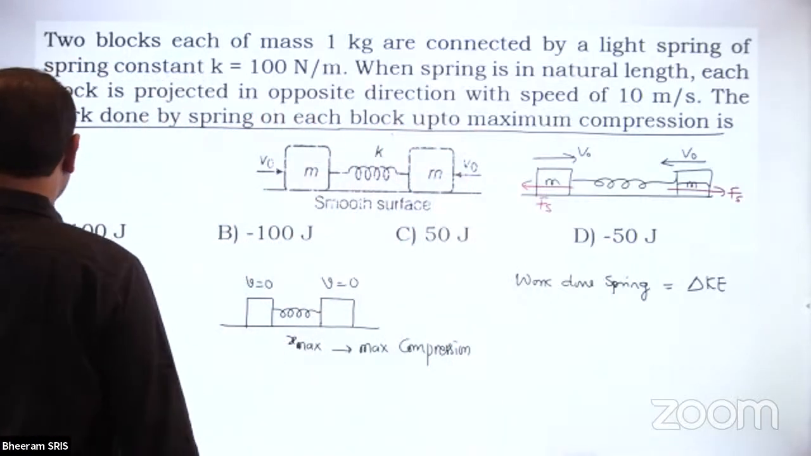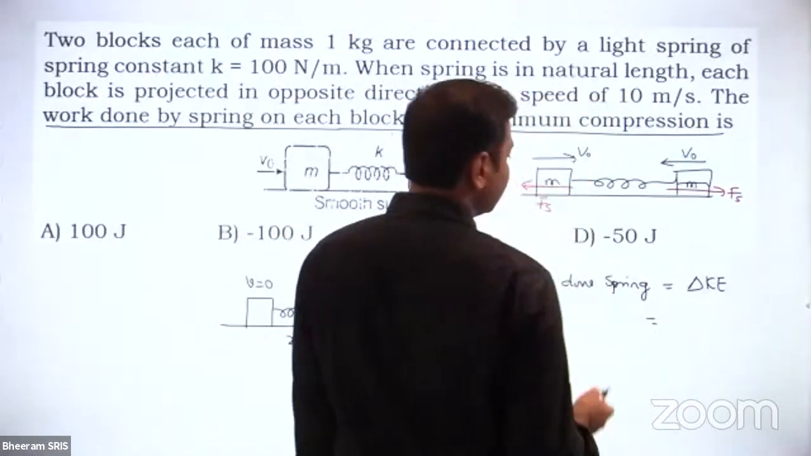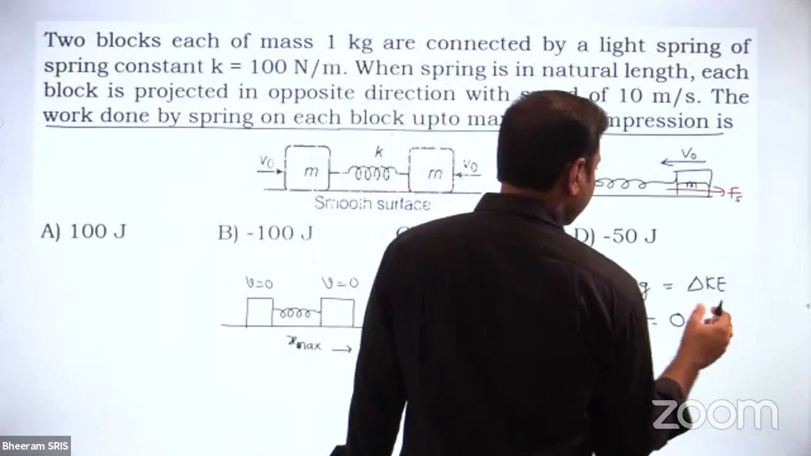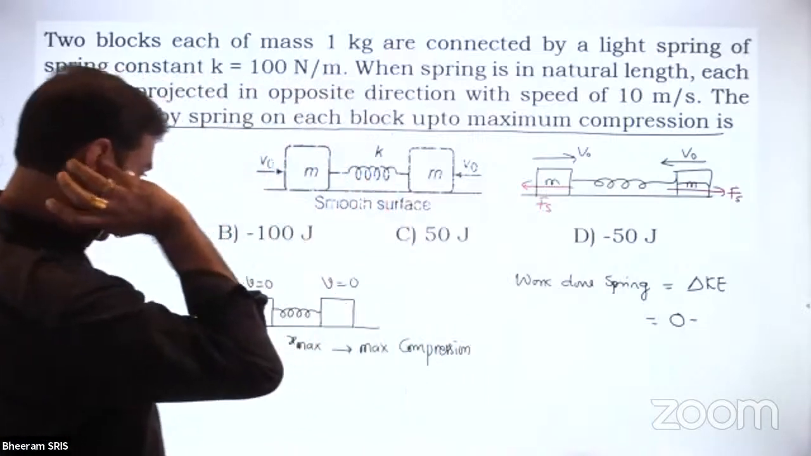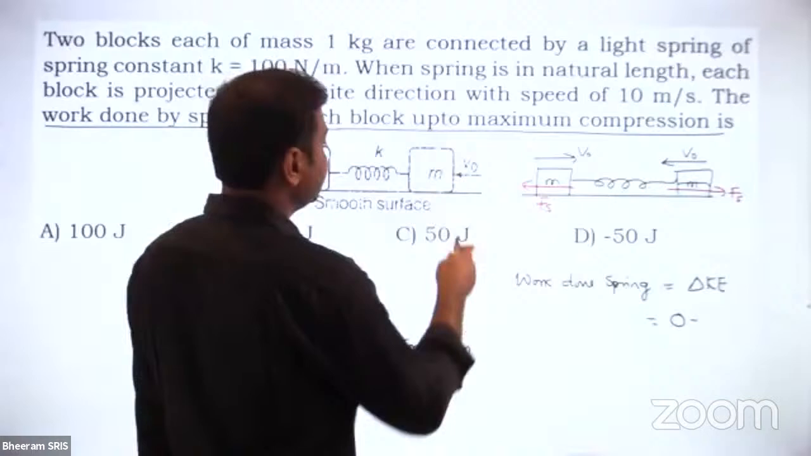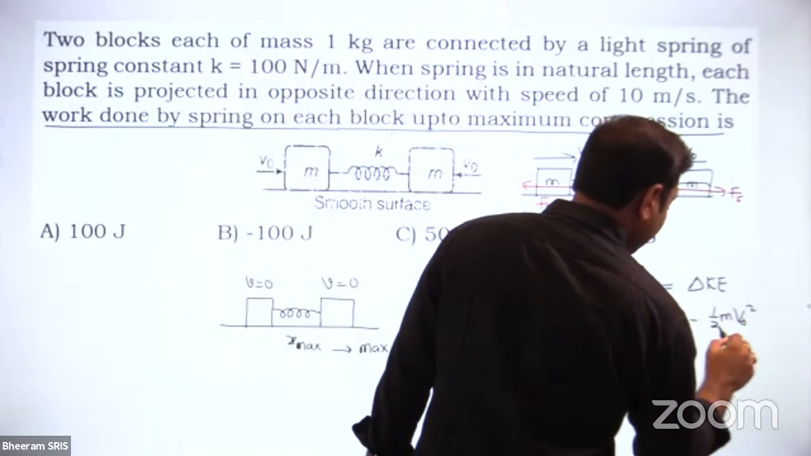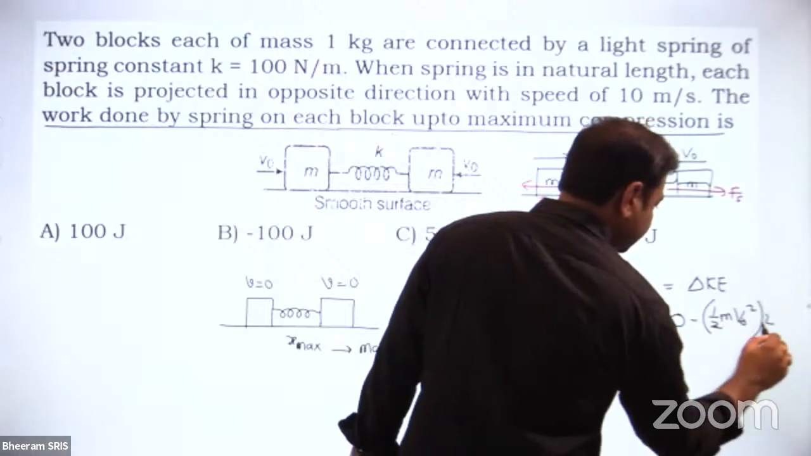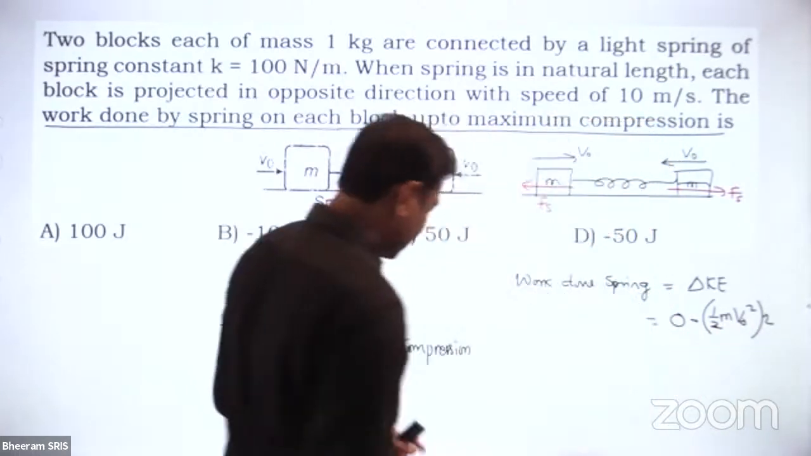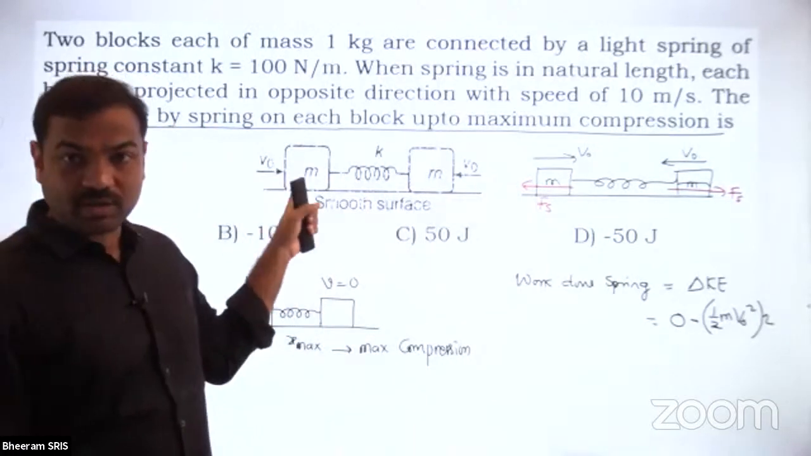That only they're asking: work done by the spring on each block, up to maximum compression. Let us see what the change in kinetic energy is. What is the final kinetic energy? Zero minus the initial kinetic energy. What is the initial kinetic energy? Half m v naught square, into 2 times. Final kinetic energy is 0. Initial kinetic energy is half m v naught square for one block.